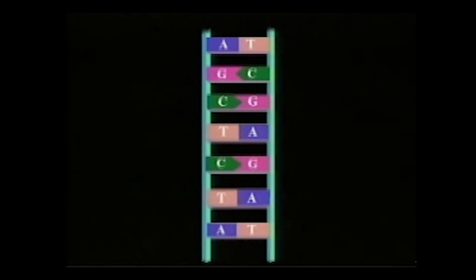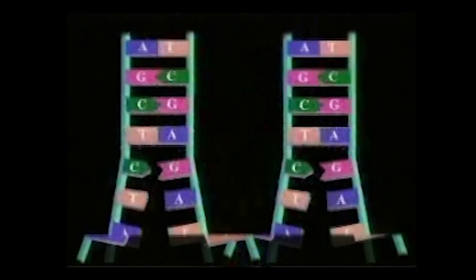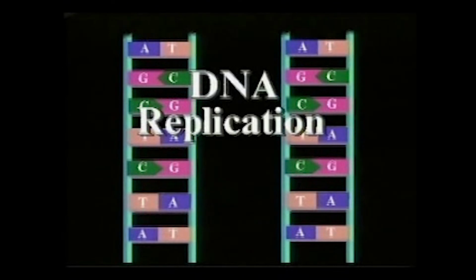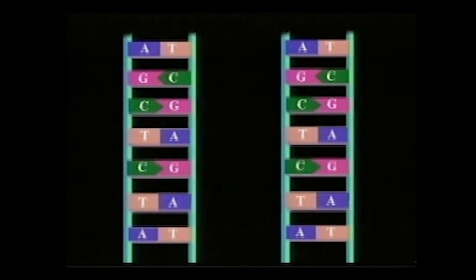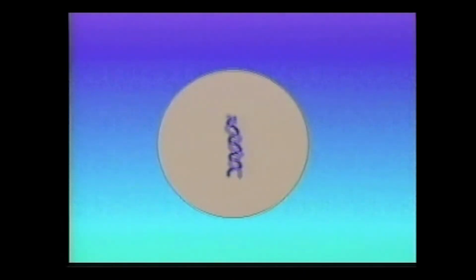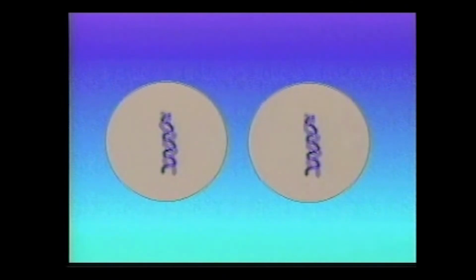Scientists refer to this process of DNA duplication as replication, because exact replicas of the DNA are produced. The replication of a cell's DNA makes it possible for two complete sets of biological instructions to be sent into the new daughter cells.